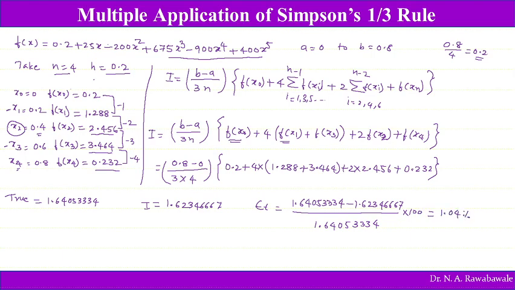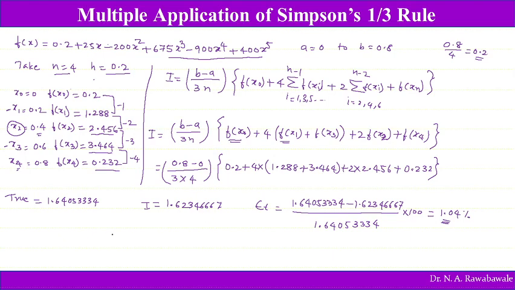So earlier in case of Simpson's 1/3 rule or normal Simpson's 1/3 rule, we obtained 16% as this error. Now by using multiple applications of Simpson's 1/3 rule, true error has been reduced to 1.04.